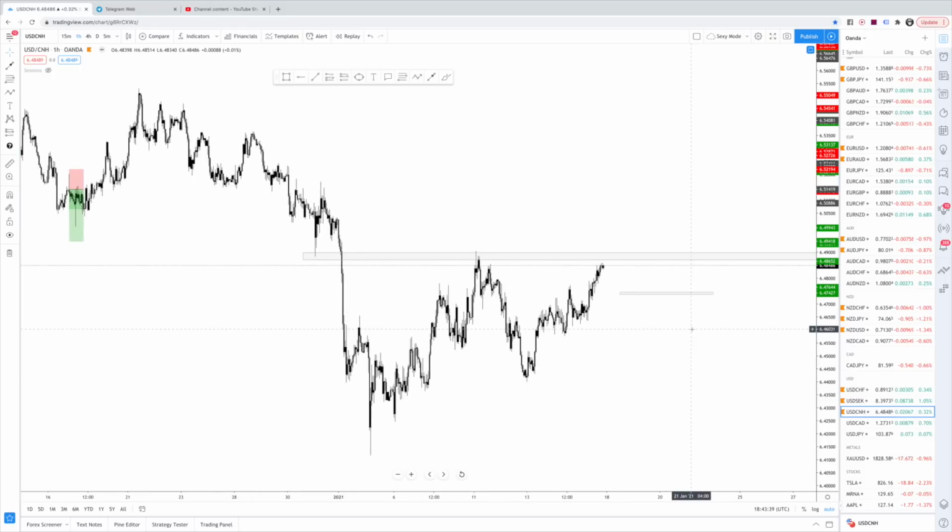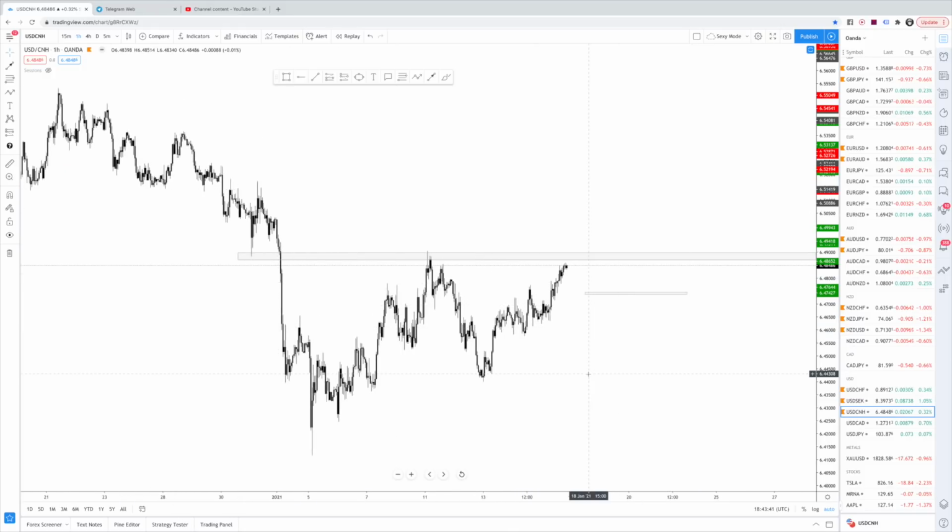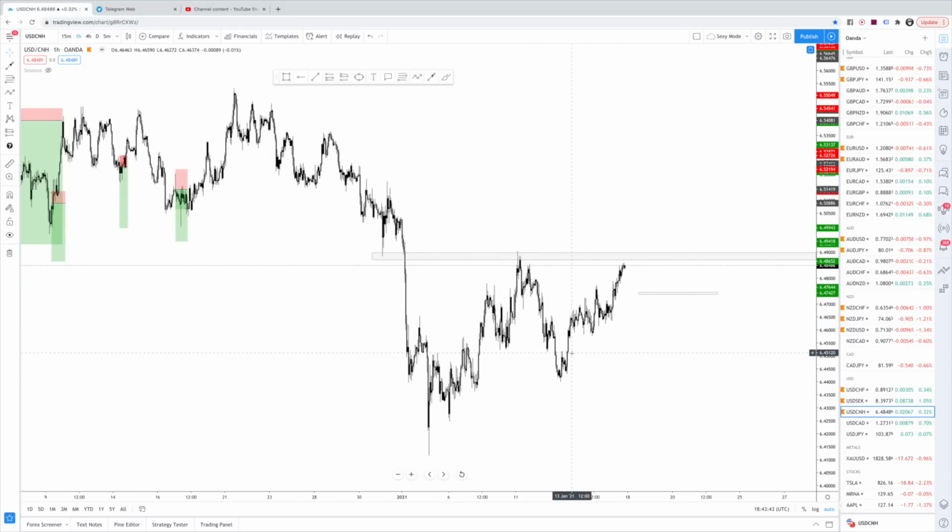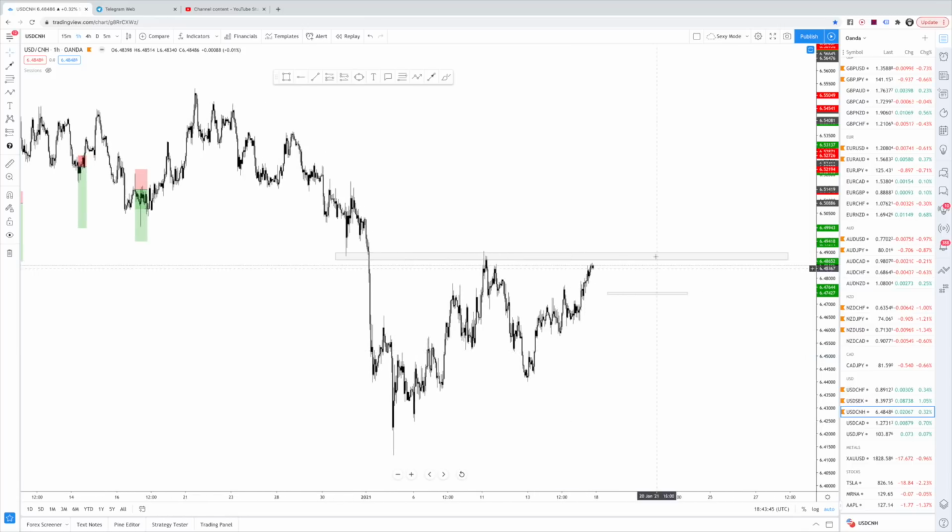USD Chinese Yuan price has been in a downtrend forever. Same thing on the H4 and daily charts. So what the plan will be here is just wait for price to come to this resistance zone. And if it starts rejecting and forming some downtrend structure, I'll just wait for horizontal levels to get created and try to just find entries on sells.